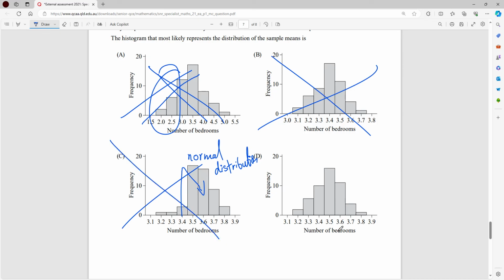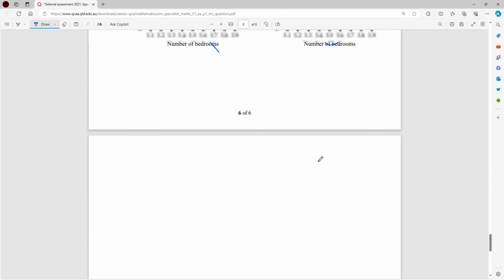The correct answer would be D because it has a matching middle and it has a normal distribution about it and is slightly more in favor on the right-hand side. So the correct answer is D. Okay. Yeah, and that's about it.